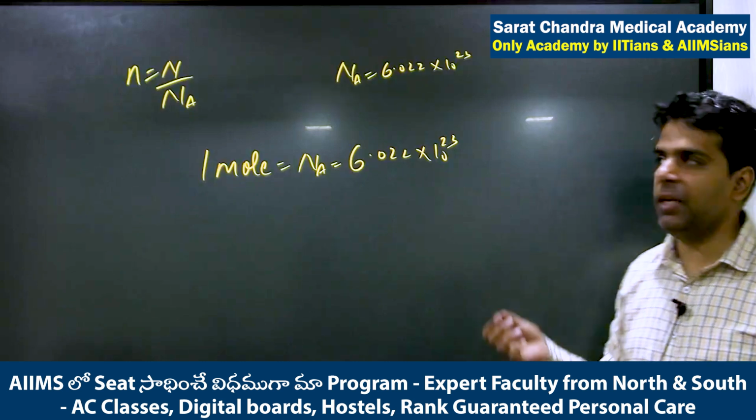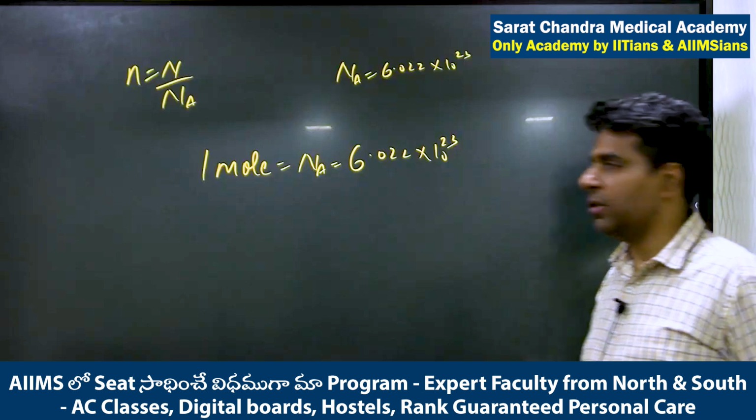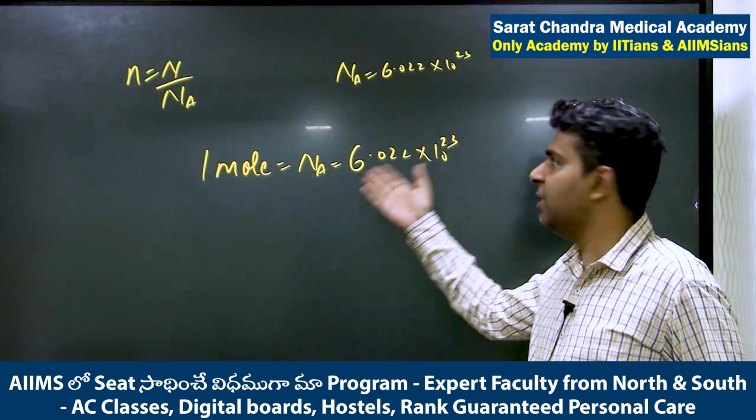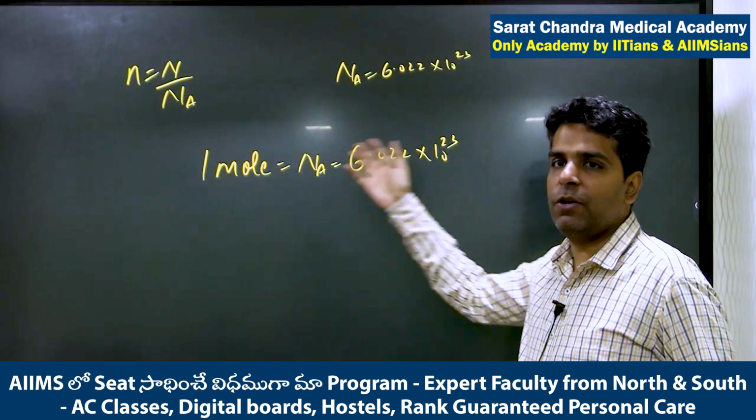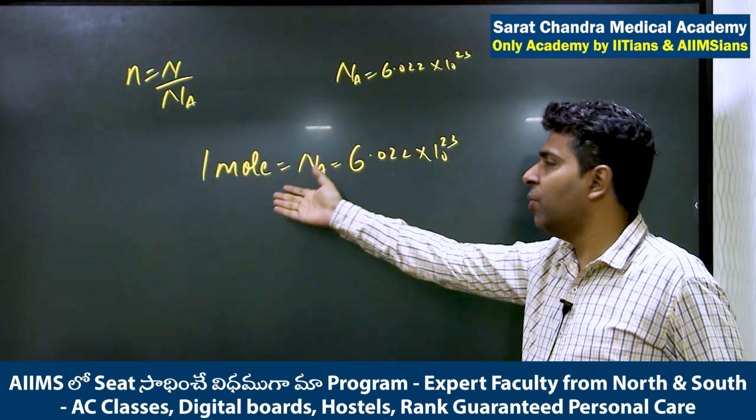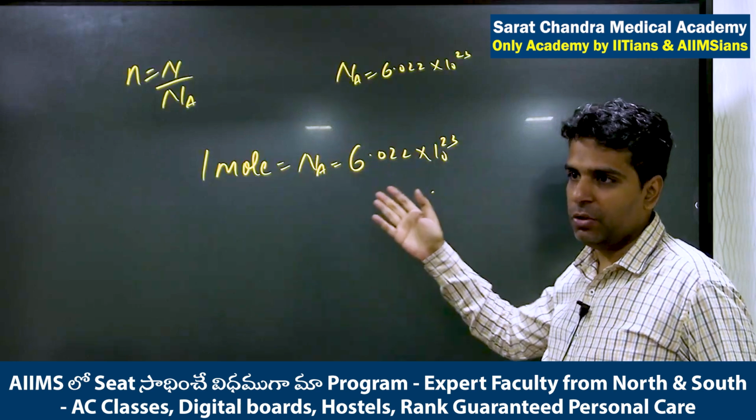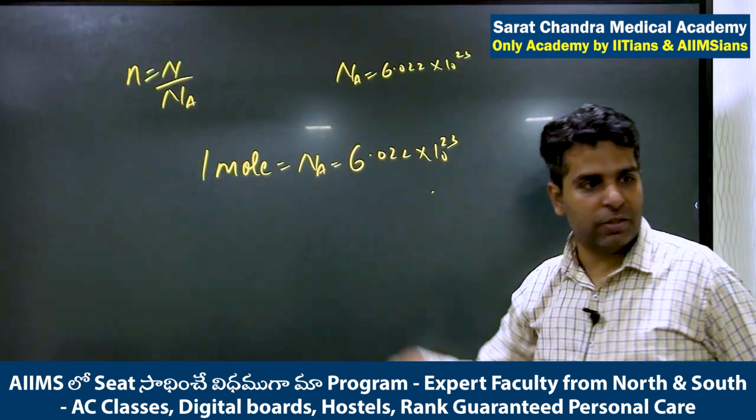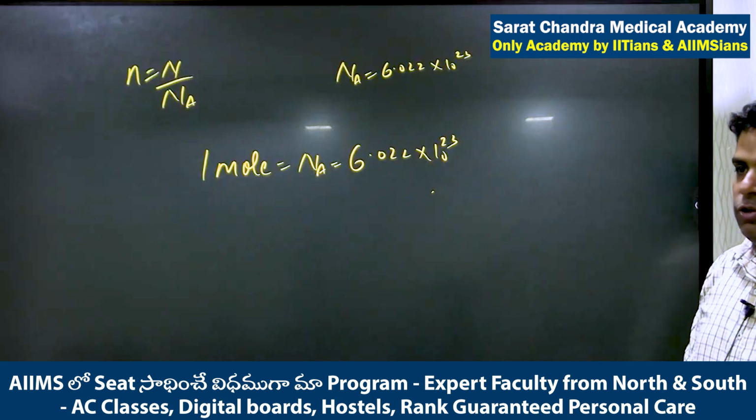Similarly, mole is representing a number, that is Avogadro's number. So 1 mole of atom means these many atoms. 1 mole of molecules means these many molecules. 1 mole of electrons means these many electrons. 1 mole of ions means these many ions. So this is the first definition of moles.